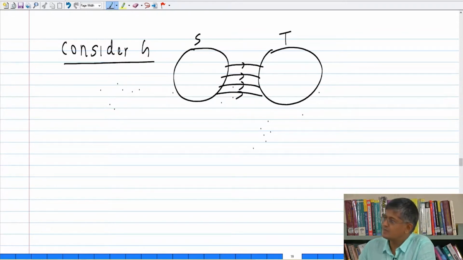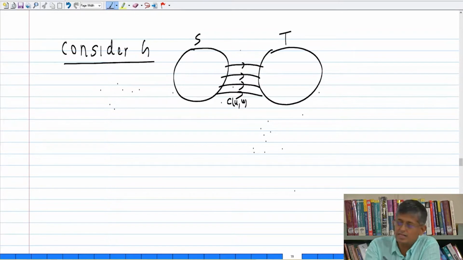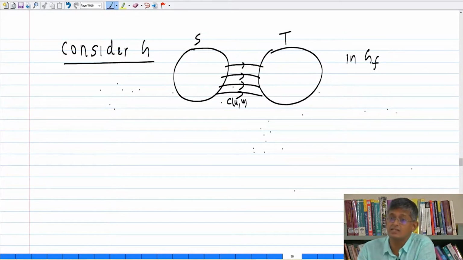In G, these were the edges which were present. Each one had a certain capacity, so maybe this is capacity c(u, v) and so on and so forth. In G_f, what has happened? All these edges have vanished. What does that mean if they have vanished? Which means their residual capacity is 0.